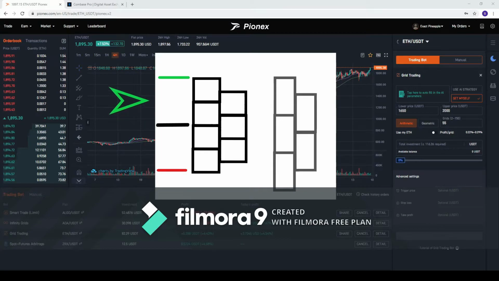Each of these grids, if we chose 50 grids, is going to be 2,000 minus 1650, divided by 50. So that's 350 divided by 50. So you're going to split that $350 between 50 sections. Each of those sections is going to be a grid.